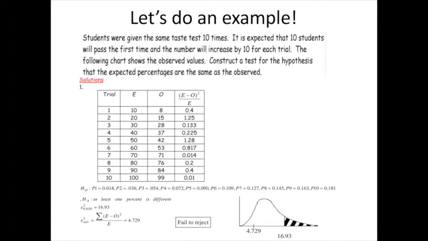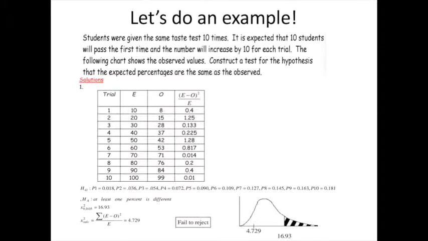Let's do one example together. The question is, students were given the same test 10 times. It is expected that 10 students will pass the first time, and the number will increase by 10 for each time. The following chart shows the observed values. Construct a test for the hypothesis that the expected percentages are the same as observed. Here's the solution.